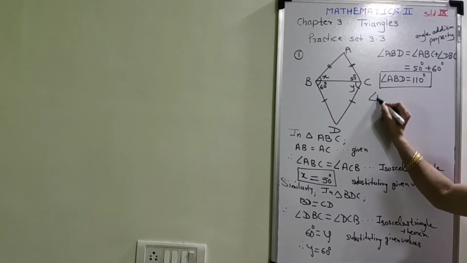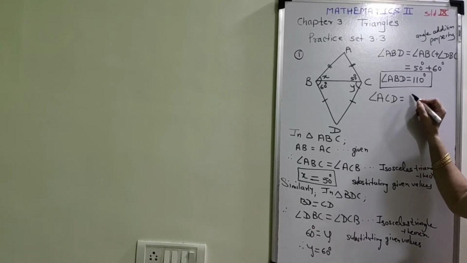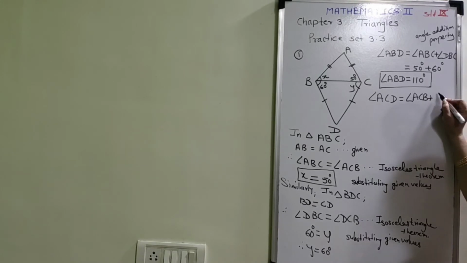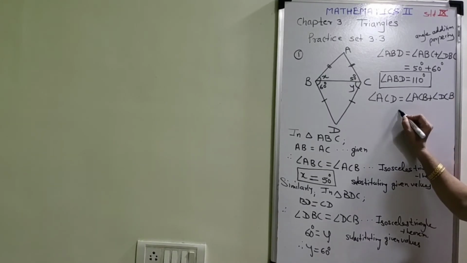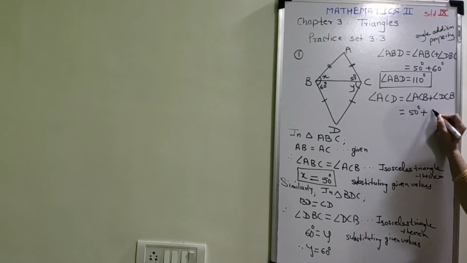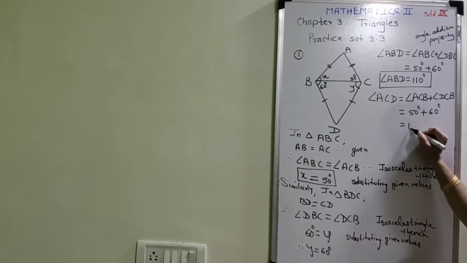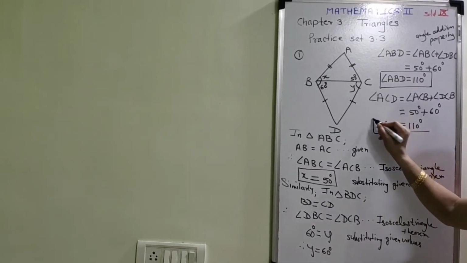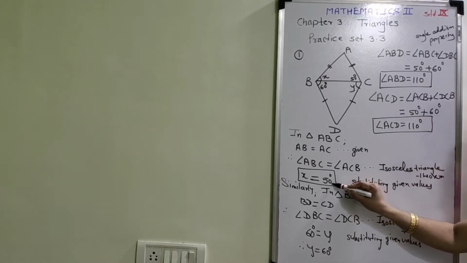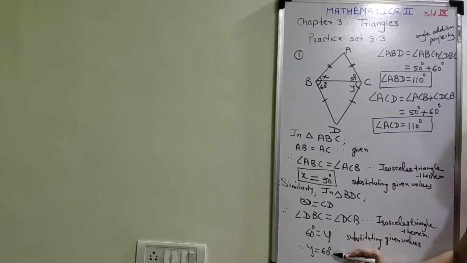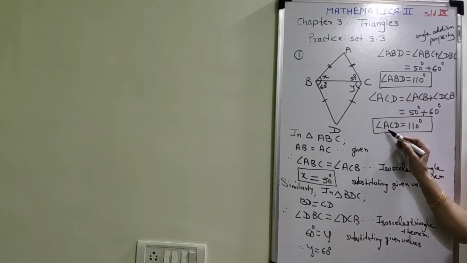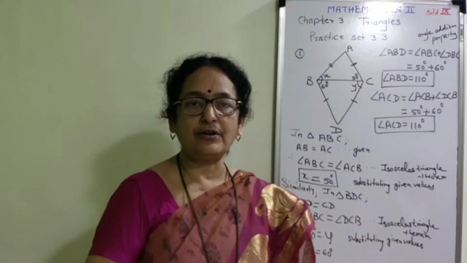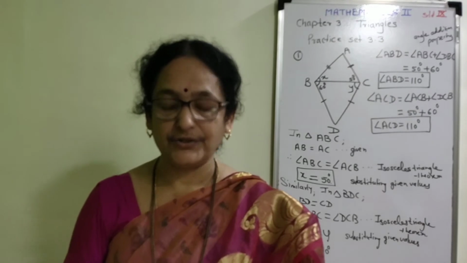Now second, angle ACD, it is the sum of two different angles, angle ACB plus angle DCB. The first measure is 50 degrees, the measure of the second angle y is 60 degrees, the addition is 110 and therefore angle ACD is 110 degrees. x is equal to 50 degrees, y is equal to 60, angle ABD is 110 degrees, angle ACD is also 110 degrees. Here we have completed our first example from practice set 3.3.